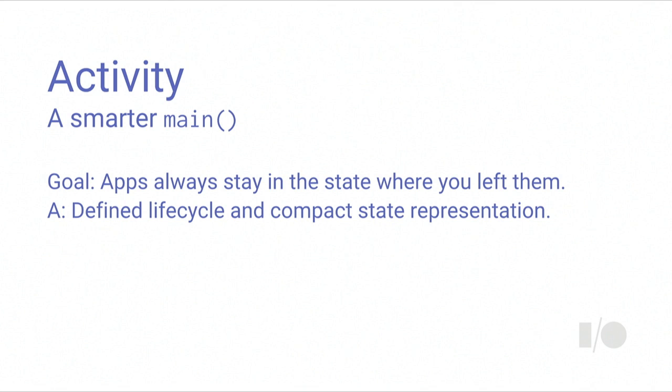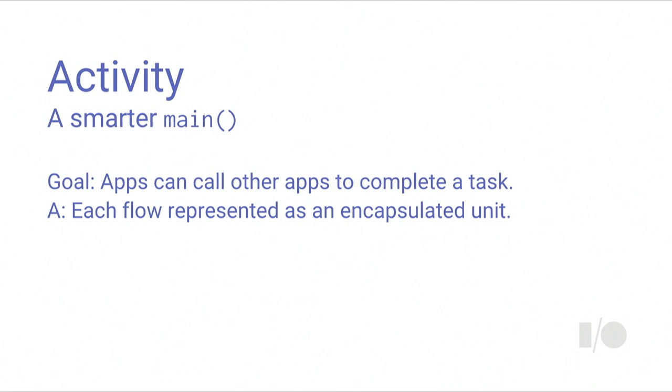So there were some other goals in the design of activities as well, one of those being that apps always stay in the state where you left them. In order to do that, you have this well-defined activity lifecycle and a compact state representation that you can use so that the process can die, come back later, and restore from that state. All of this is stuff that you're probably familiar with. Also, apps can call other apps to complete a task in the form of activities called with intent. And each one of those flows is represented as one of these encapsulated units in the form of these activities.